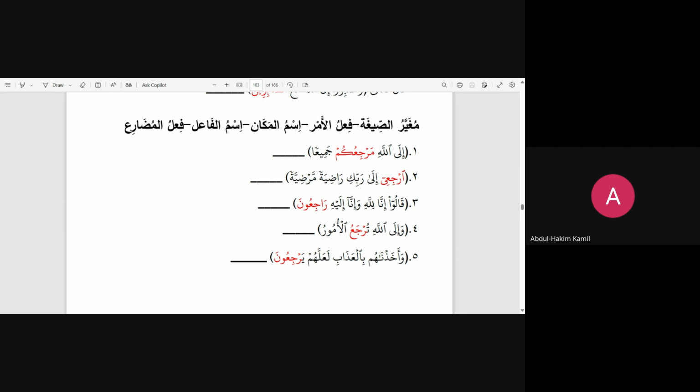Irji'i ila Rabbiki radiya. What does radiya and maradiya mean? Radiya, what's radiya? Ism fa'il, ism maf'ul. What is that, radiya? Yeah, he's pleased. Like he's pleased with what he sees, and he's pleased with his marudiyya. I mean, Allah's pleased with him. He's pleased, and they find pleasure with him. I mean, Allah finds pleasure with him. Radiyya, marudiyya.